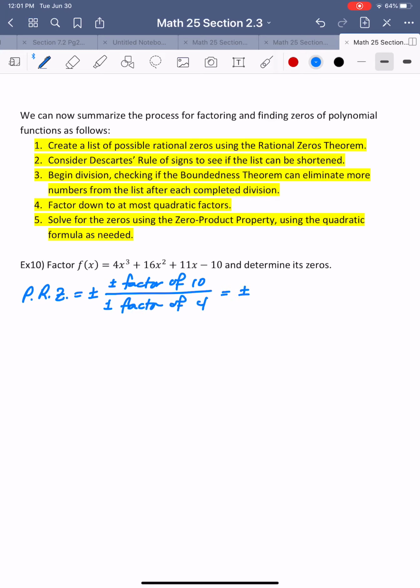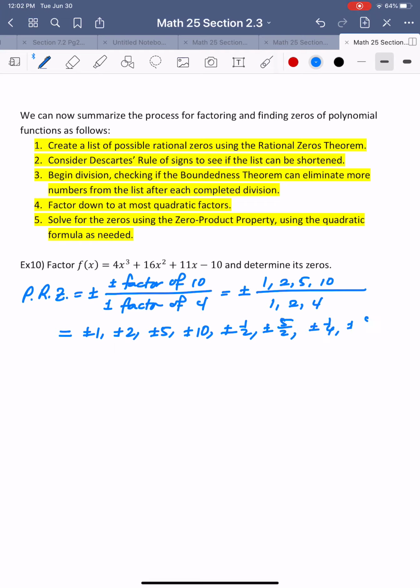So which means we get 1, 2, 5, and 10. And then, oh, we already have plus or minus, right? So it's going to be 1, 2, and 4. So the possible zeros are plus or minus 1, 2, 5, and 10, and then 1 half, 5 over 2, 1 over 4, and 5 over 4. Okay, so those are the possible zeros.